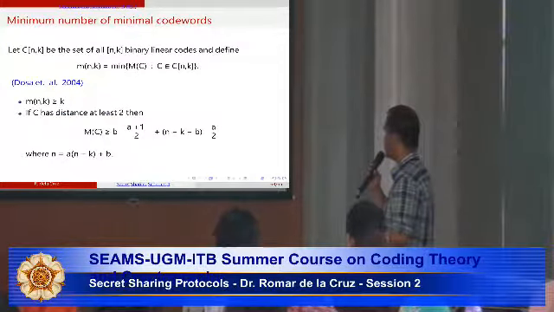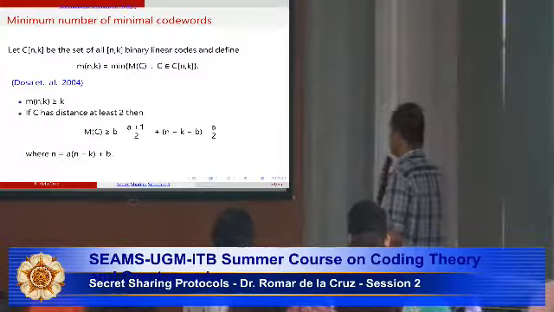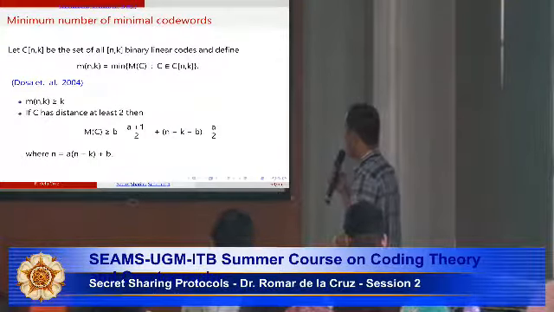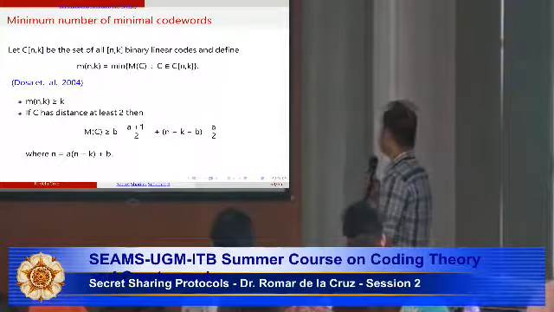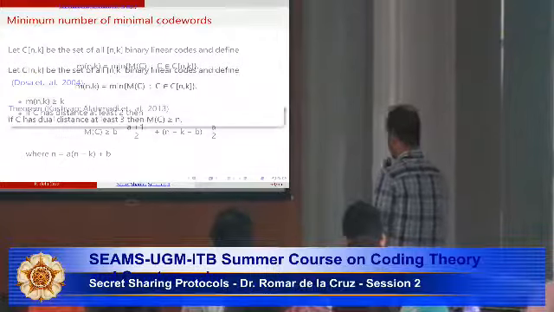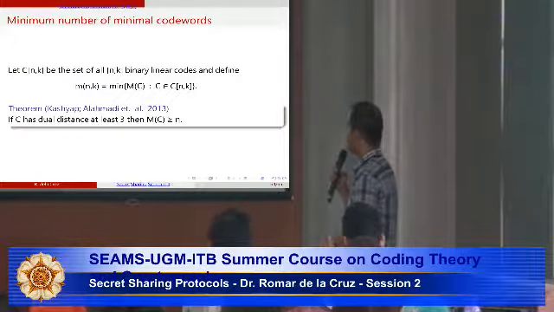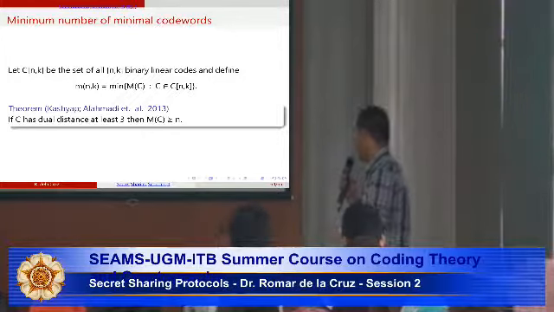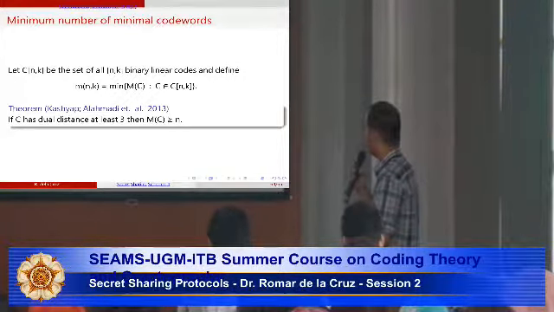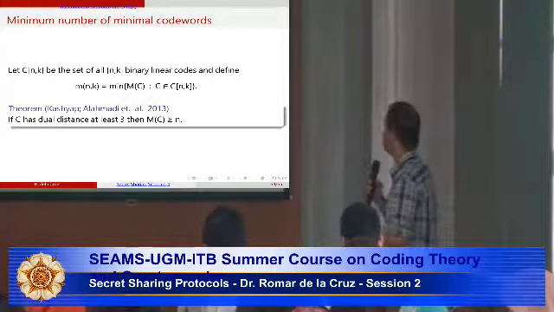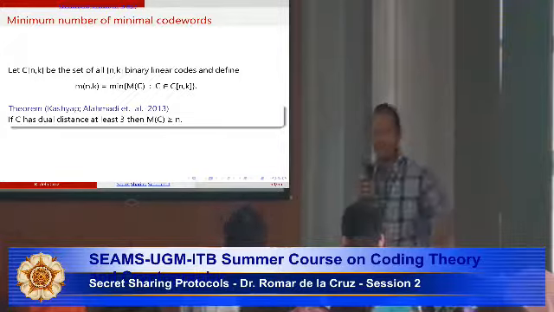m of n,k is at least k. And if C has distance at least 2, it satisfies this lower bound. And this is another lower bound: if C has dual distance at least 3, then the number of minimal code words is at least the length of the code. So that's the end of my talk. Thank you very much.